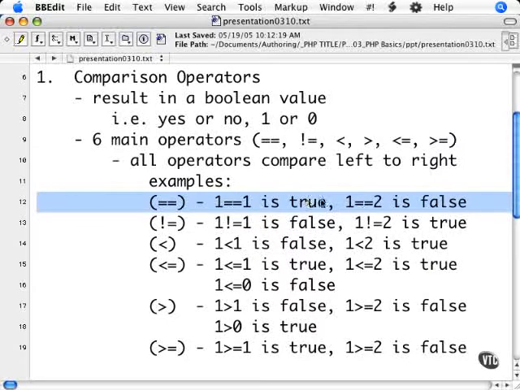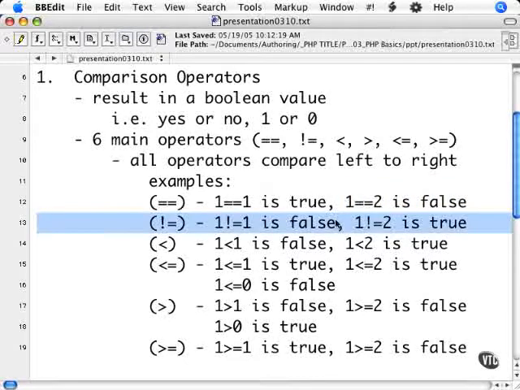The double equal sign compares the value to the left with the value to the right. If they are equal, it returns true. If they are not equal, it returns false. Do not confuse this with the single equal sign. A single equal sign assigns the value on the right to the variable on the left. A double equal sign compares them.